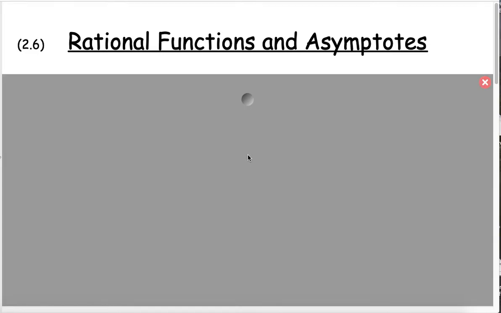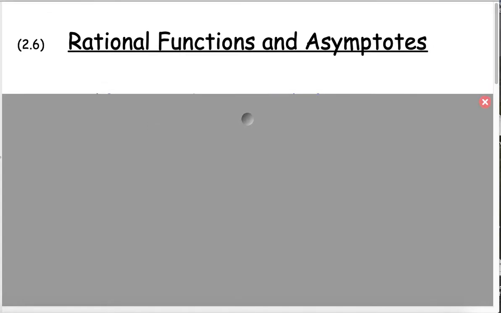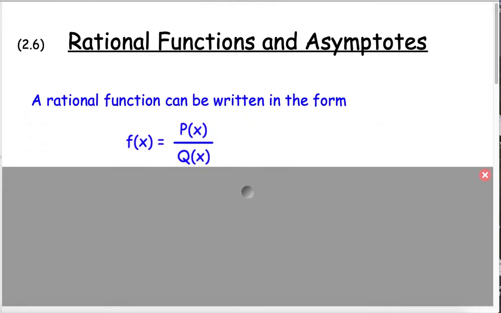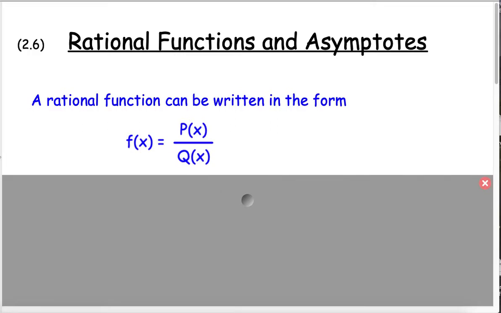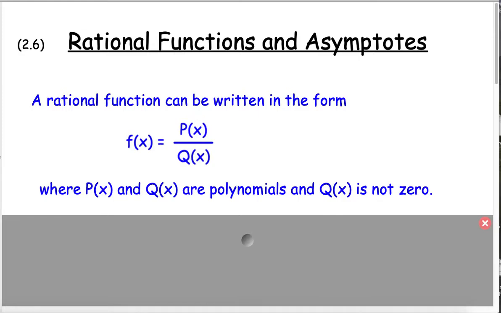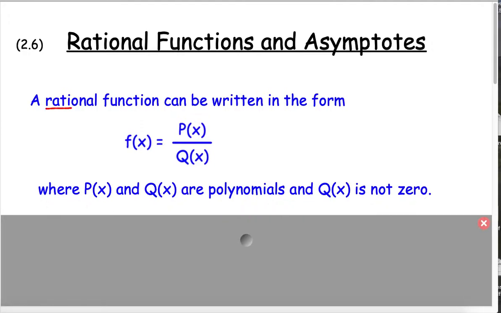Today we're going to talk about rational functions and their asymptotes. So let's first define this. A rational function can be written in the form f of x equals p of x over q of x, where p of x and q of x are polynomials, and q of x obviously cannot be 0. So just remember, rational has the word ratio in it. Ratio means fraction. So rational functions.